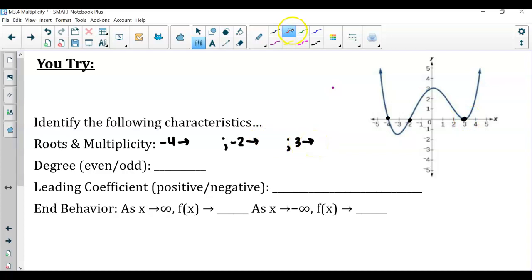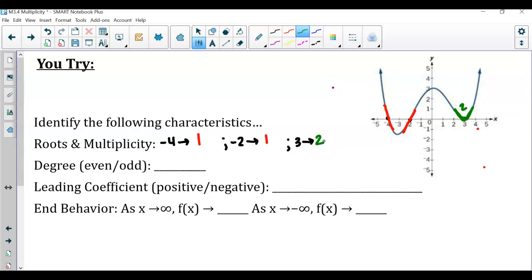But now let's see how you did with the multiplicity. Notice how it happens at -4. Shoo, cuts right through it. Multiplicity of 1. -2, what happens? Shoo, cuts right through it. Multiplicity of 1. What happened at 3? It doesn't cut through it, it doesn't bend, it didn't even cross through. It bounces right off, making that here now in this case a multiplicity of 2.